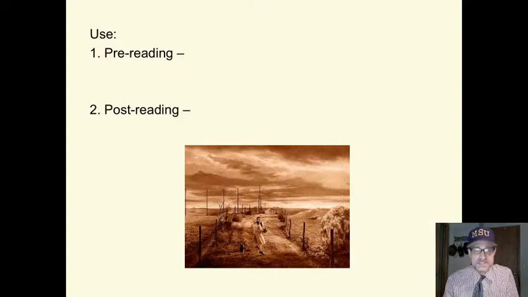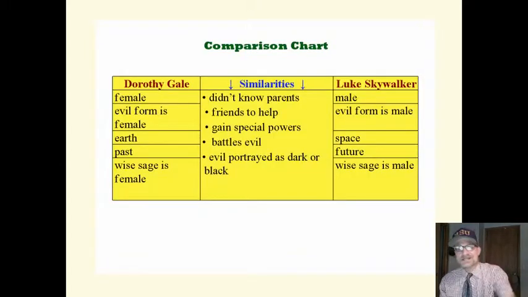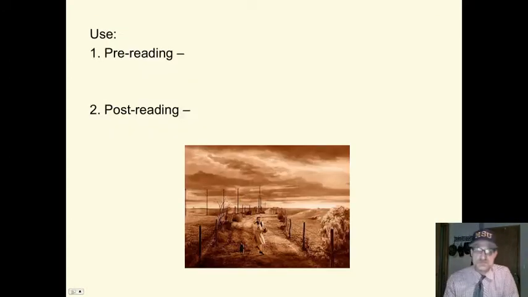Use it as a pre-reading activity by providing some of the information, or maybe providing information on just one side. Maybe you've already read about Dorothy Gale, and you're reading about Luke Skywalker, so you're going to try to fill in the rest of the chart. So you give them some structure to go on as they're reading. And of course, it makes a great post-reading activity.